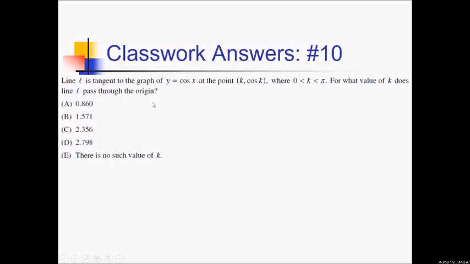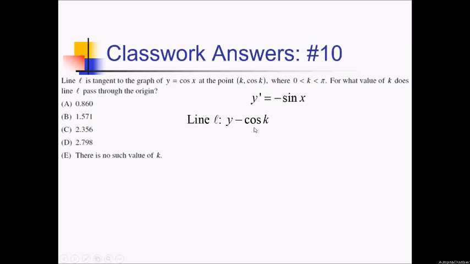Well, let's start by writing the equation of the tangent line. In order to do that, we need an x value, a y value, which they kind of gave us, k and cosine of k. K is a constant. We also need the derivative, the slope of the function at x equals k. So first we take the derivative of the general function here. Derivative of cosine we know is negative sine of x. And that means that y prime of k is going to be negative sine of k. That's going to be our slope.